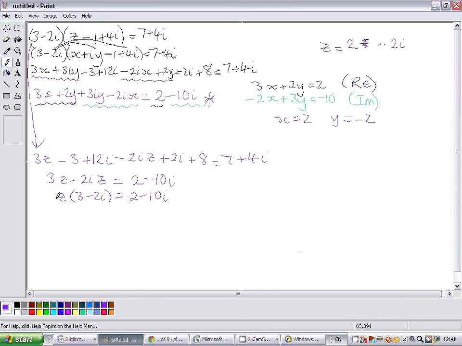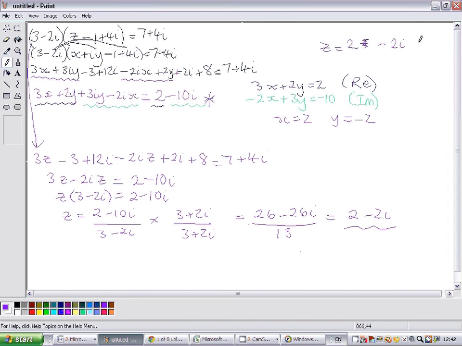And so what we can do is we can actually divide by the 3 minus 2i, and that'll tell us what z is. Now you can do these divisions yourself. I won't go through the steps of it here, but when you go through the process of multiplying by 3 plus 2i over 3 plus 2i, you can pause the video, check this for yourself. It works out to be 26 minus 26i over 13, and that works out to be 2 minus 2i, which is the same as we got earlier on. So you can choose which of those methods you prefer. I personally do the second one. It does involve doing a bit of division. You may prefer to do it the first way. It's entirely up to you.